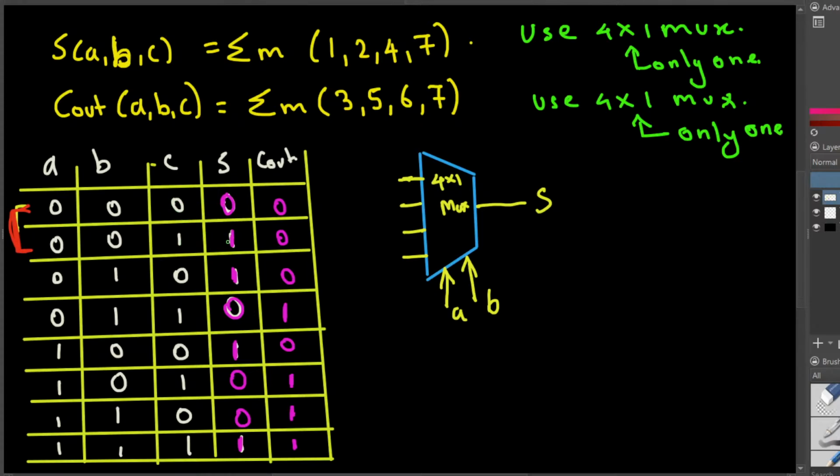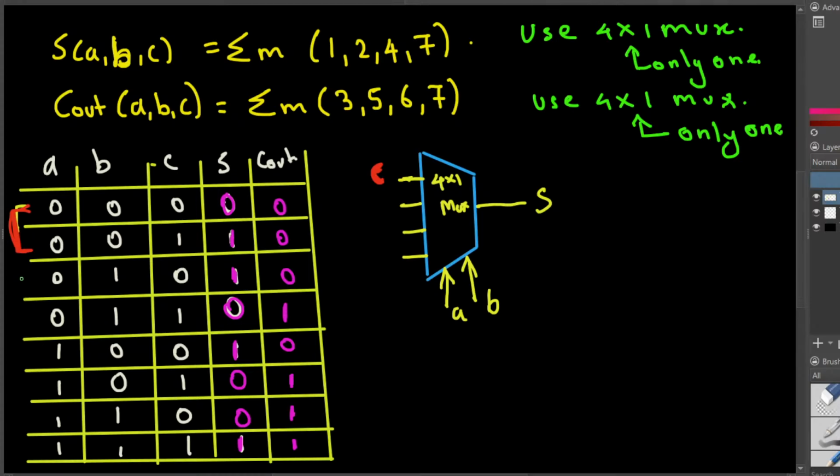When C is 1, what happened to S? Here you can see when C is 0, S is also 0. When C is 1, S is also 1. So whatever value C has, that's going to be the value for S as well. So I can just put C right here. C is my input.